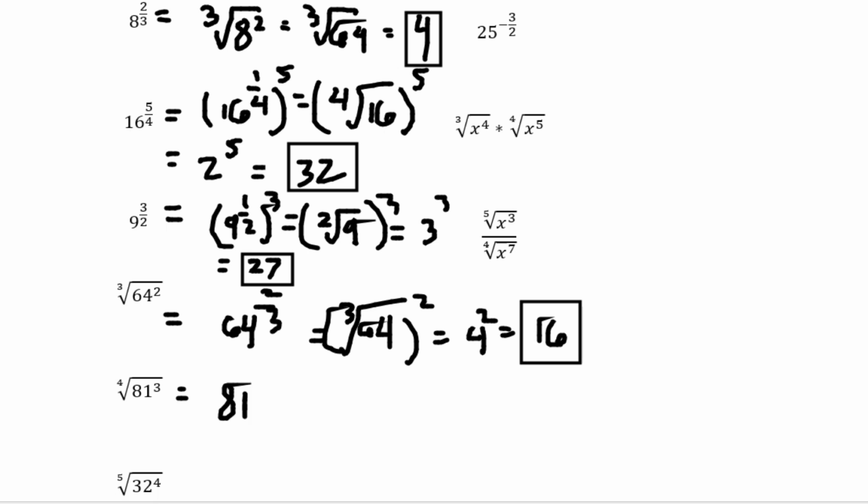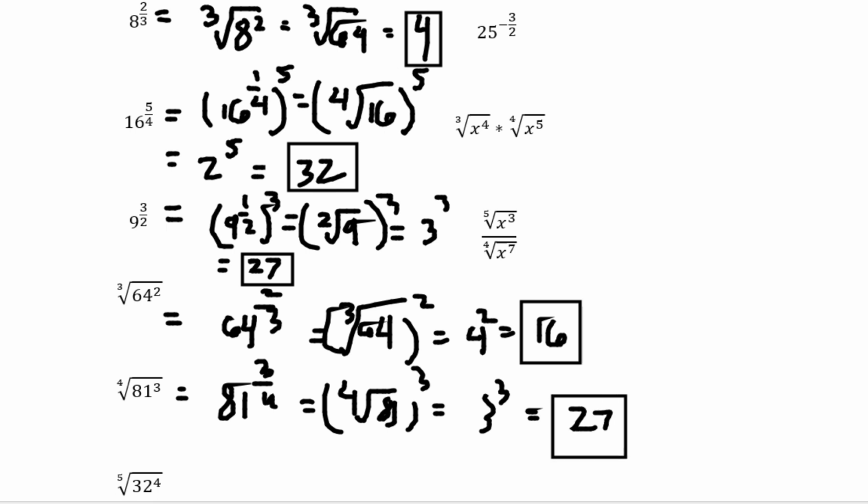Now let's try this one. We can just turn this into a fraction, it's a radical. And now we can just take out the third power. So we can get the 4th root of 81. The 4th root of 81 is going to be 3. And raise it to the third power, it's going to be 27. So it's basically the same for all of these, just like this one.